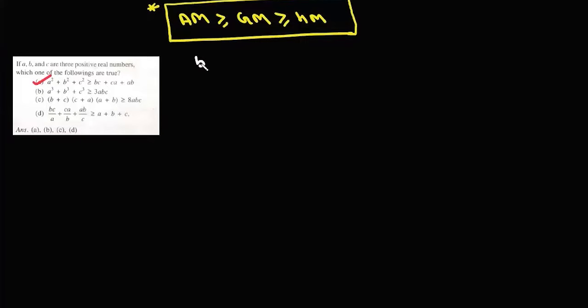Now we'll come to this option B. Option B is a direct application of AM-GM. So we have three numbers, a cube, b cube and c cube. They are all positive real numbers. We can write the arithmetic mean.